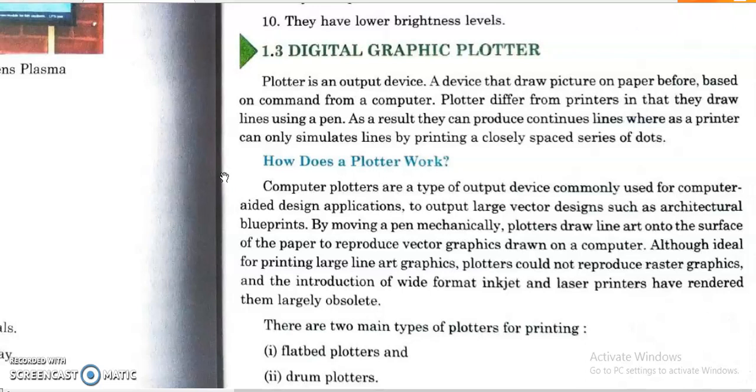Next comes the digital graphic plotter, which is also an output device, and it is just like a printer, but it is used to take larger printouts and very good quality printouts. So a plotter is an output device, a device that draws pictures on paper based on a command from a computer, and it is also connected to a computer.